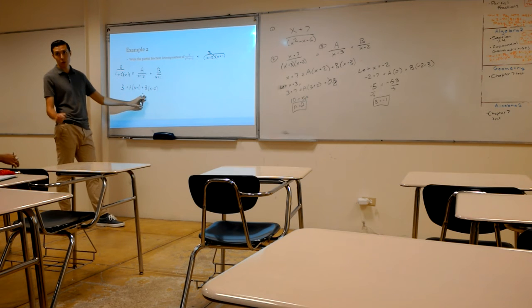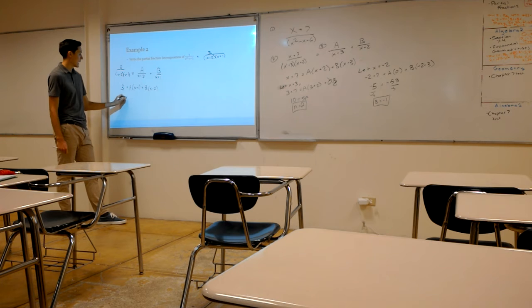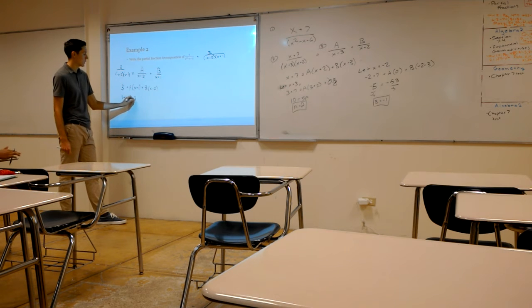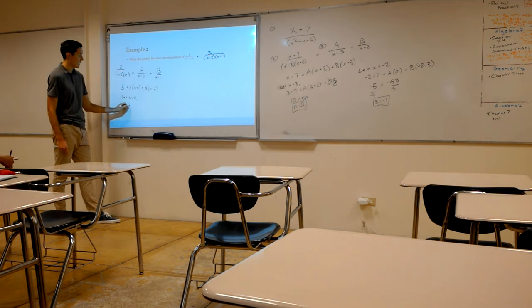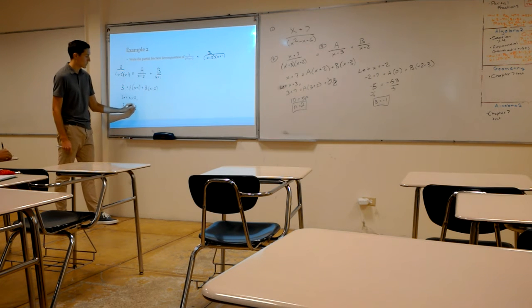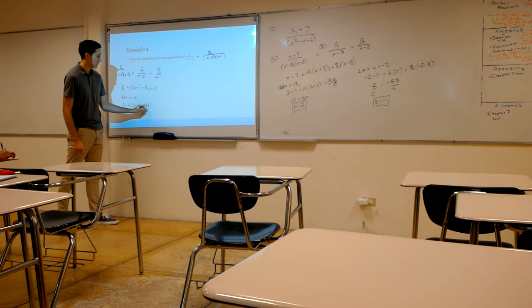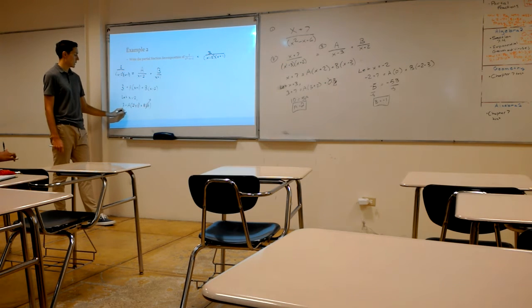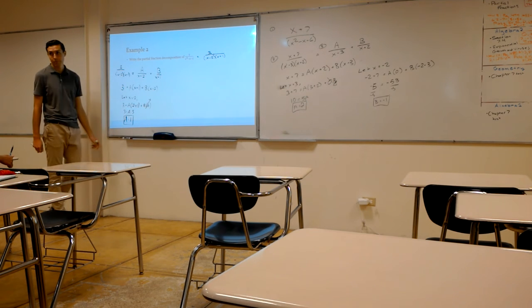So we first choose something to eliminate either one. Okay, so let x equal 2. Then 3 equals A times 2 plus 1 plus B times 0. So that is gone. 3 equals A times 3. Divide by 3. A equals 1.